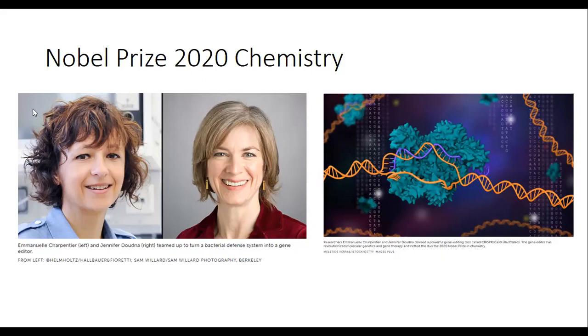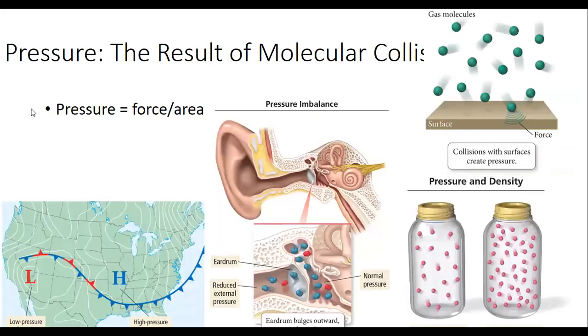So what are we talking about? We are not talking about CRISPR today. We are talking about pressure. The definition of pressure is force divided by area, right? So that's what pressure is, and our mathematical equation is just P equals F divided by A. And there are a lot of ways pressure is used.